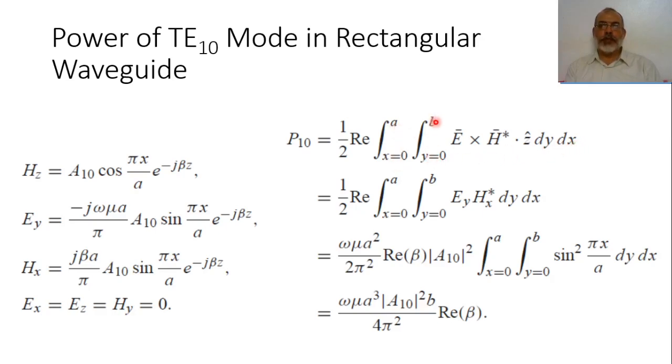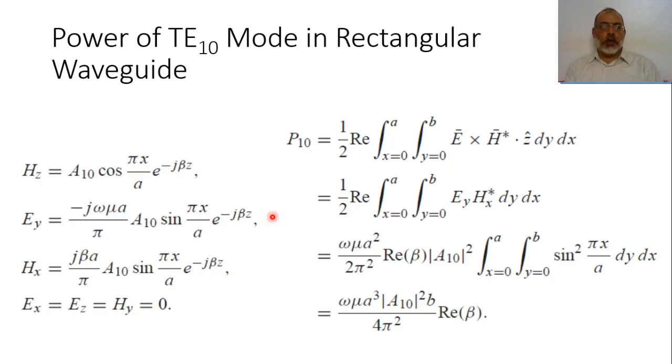where x is from 0 to a and y from 0 to b. Now E cross H conjugate would be Ey cross Hx conjugate. Here minus j, and the conjugate here would be minus j too. So minus j would be minus 1 omega mu beta a squared over pi squared A10 squared sine squared pi x over a, and here e to the power minus j beta z multiplied by e to the power plus j beta z, because the conjugate would be unity.